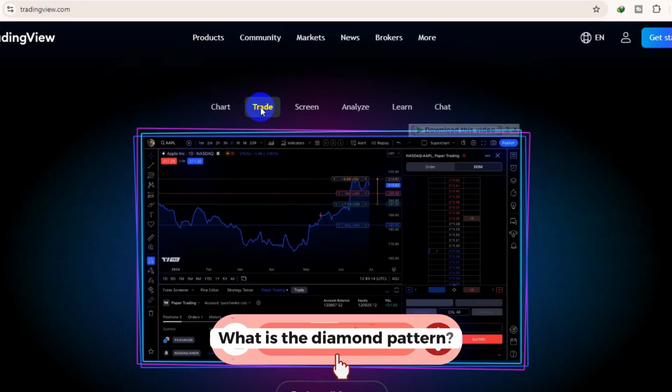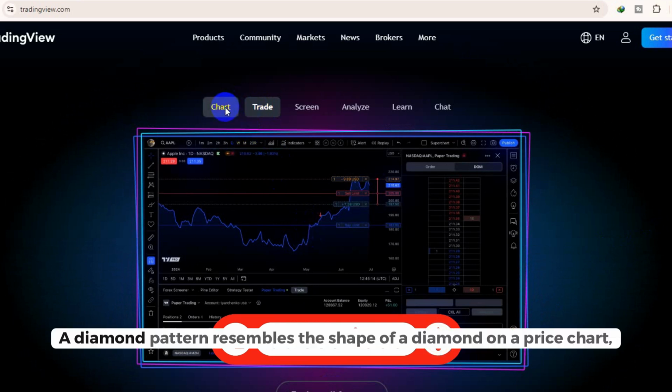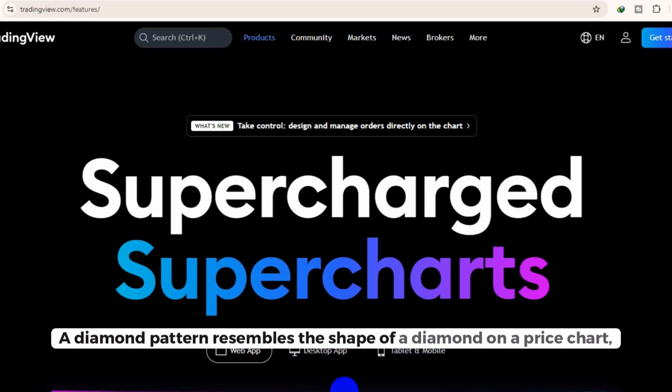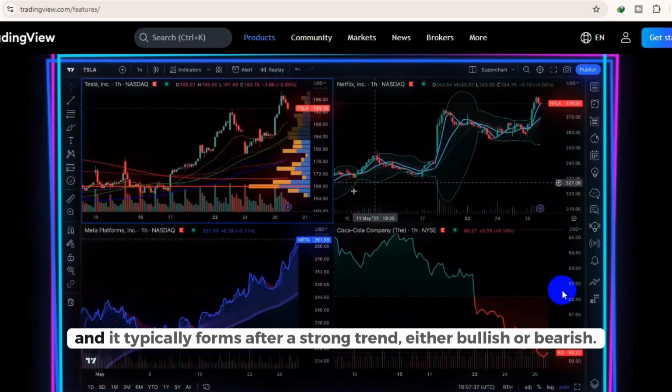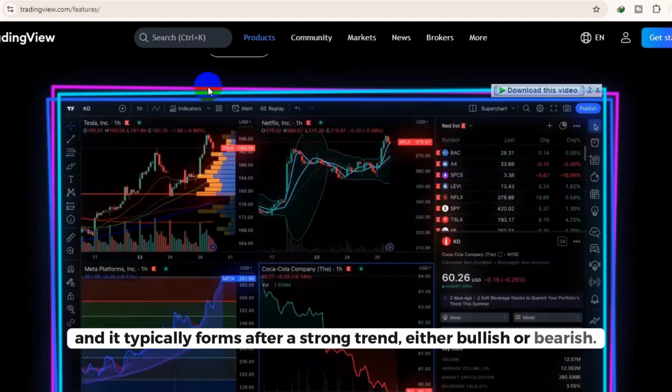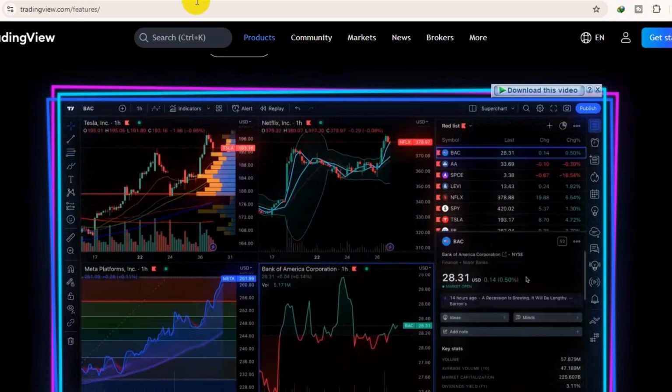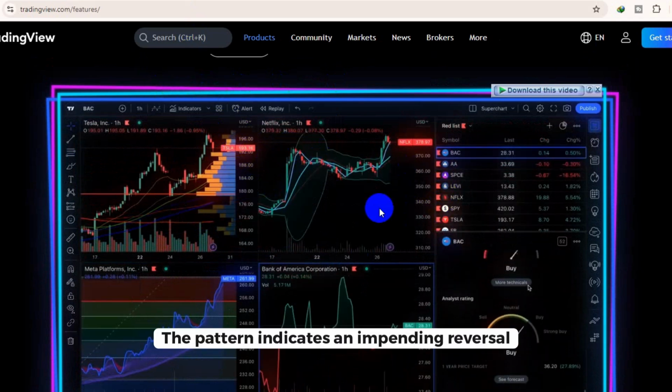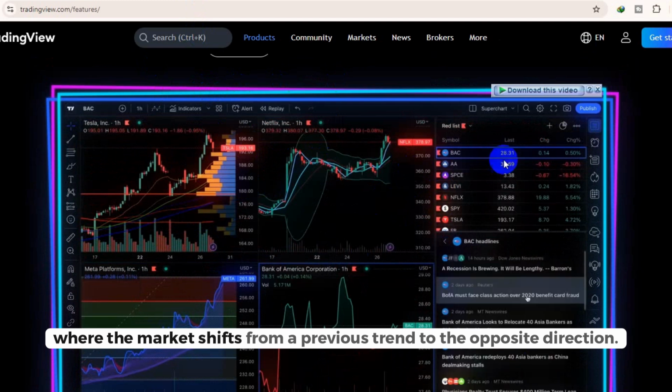What is the diamond pattern? A diamond pattern resembles the shape of a diamond on a price chart, and it typically forms after a strong trend, either bullish or bearish. The pattern indicates an impending reversal, where the market shifts from a previous trend to the opposite direction.